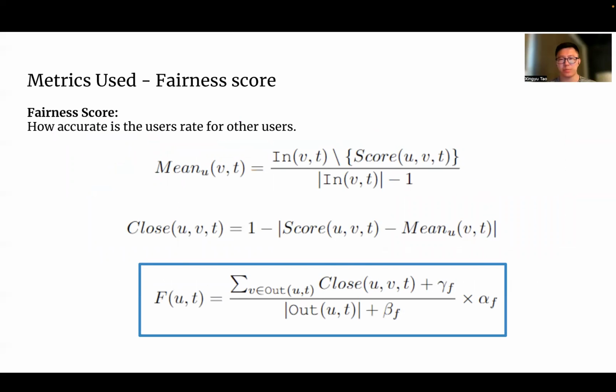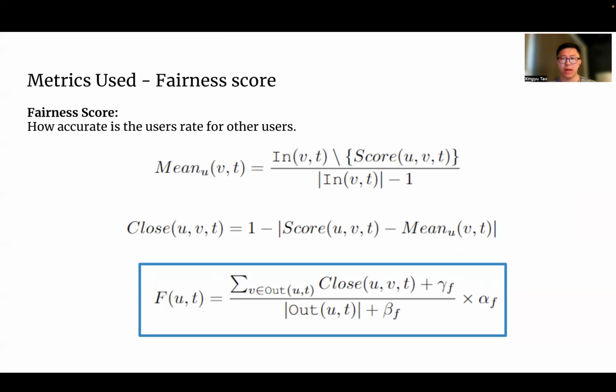So the second metric we looked at is fairness. Let me walk through how we came up with this measurement. First, we have a value called mean of U V T, and this is the average rating of a node V. How we came up with this is we take all the in edges that V has, and we take out, or remove, the particular score that a node U has made on it.